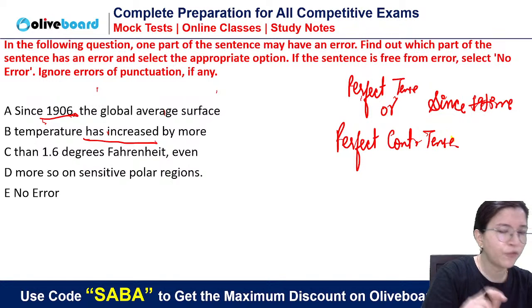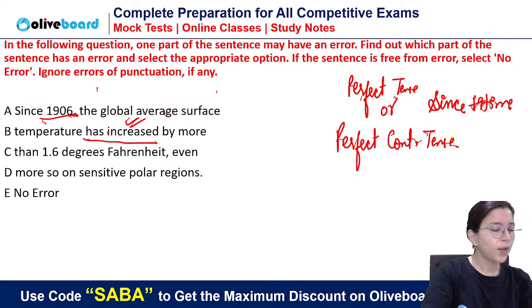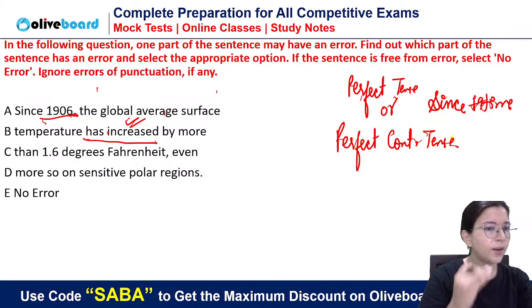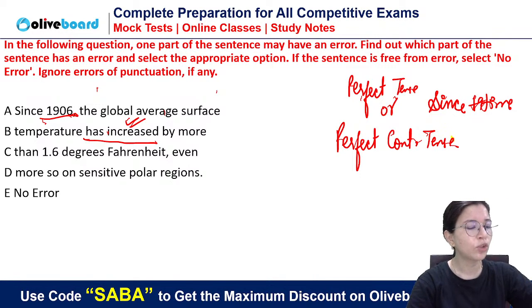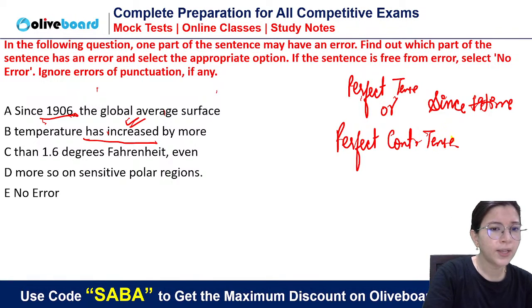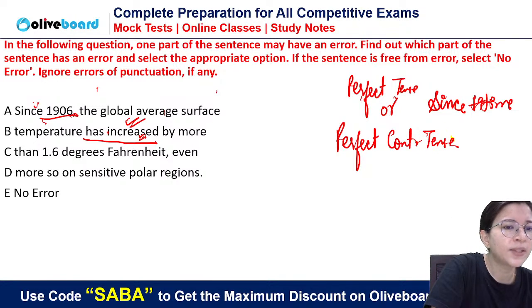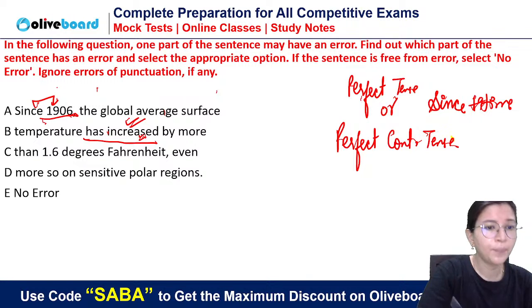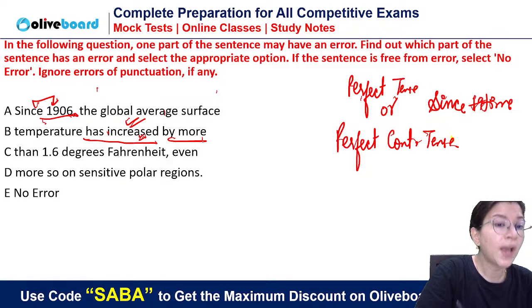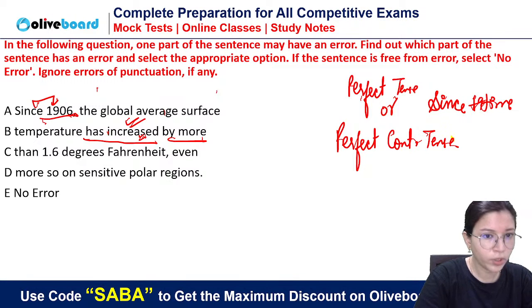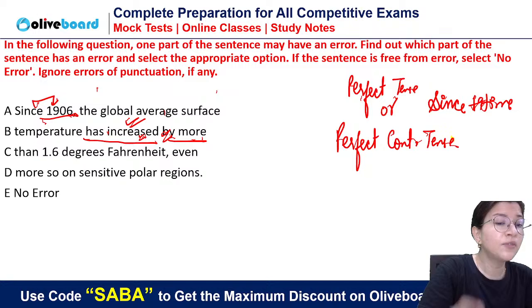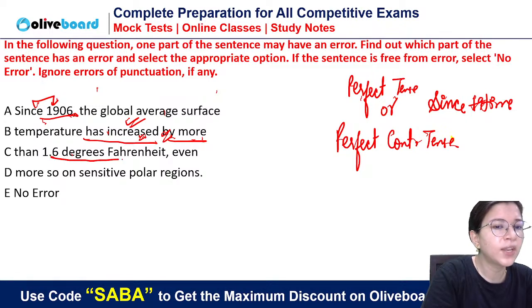So it's present perfect tense, it's absolutely correct. There is no error in A part, there is no error in B part. Since 1906, meaning from 1906, the global average surface temperature has increased. Definite time is given, so for definite time we use since only. By more than, meaning how much? More is not superfluous. This increased by means we are not having the specific number. So by more than 1.5 degrees Fahrenheit.